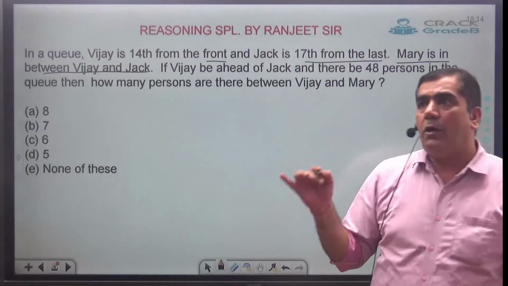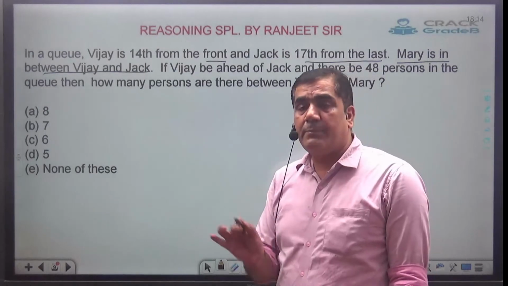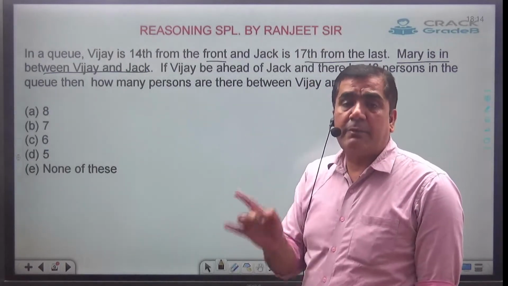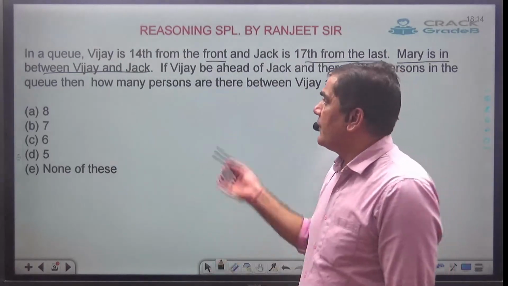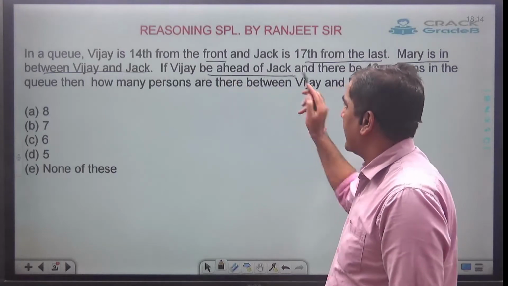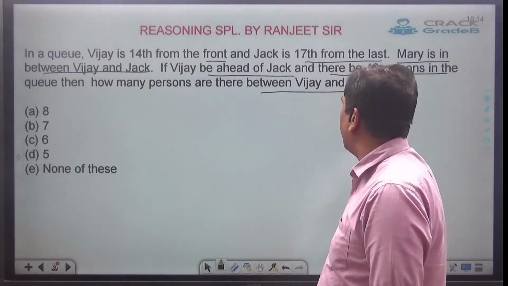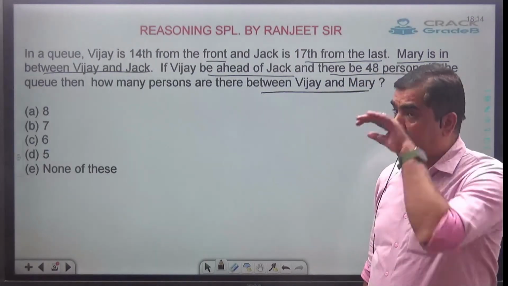See, between always means exactly between. Remember this. If they are saying Mary is between Vijay and Jack, it always means Mary will be exactly in between Vijay and Jack. Now they are saying if Vijay be ahead of Jack and there be 48 persons in the queue, how many persons are between Vijay and Mary?